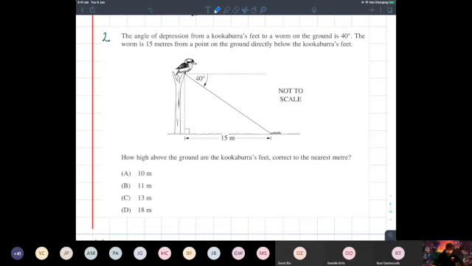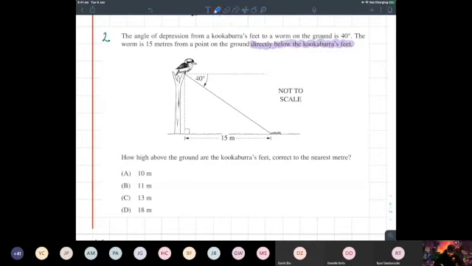So if we just break that down, "directly below the kookaburra's feet," that part of the sentence just confirms that we have a right angle triangle. So from the worm to directly below, due south if you want to call it, of the kookaburra's feet, it is 15 meters. There's our right angle. All right, there's a couple of ways we could tackle this question.